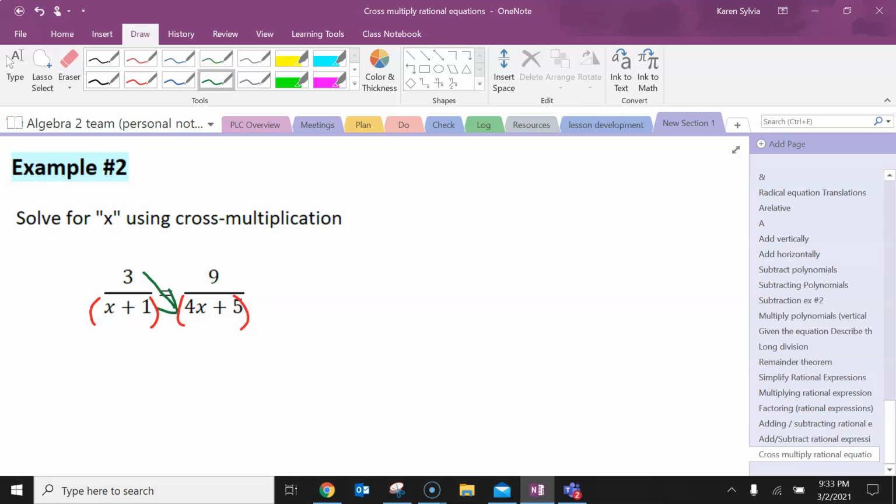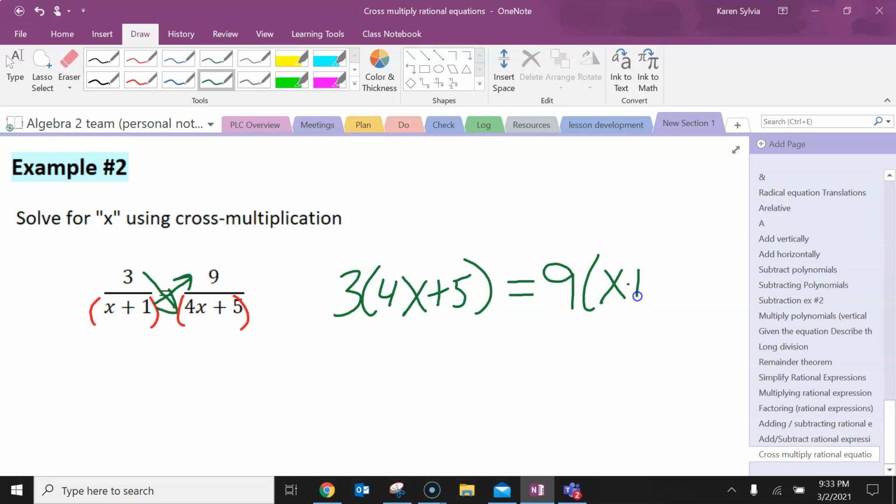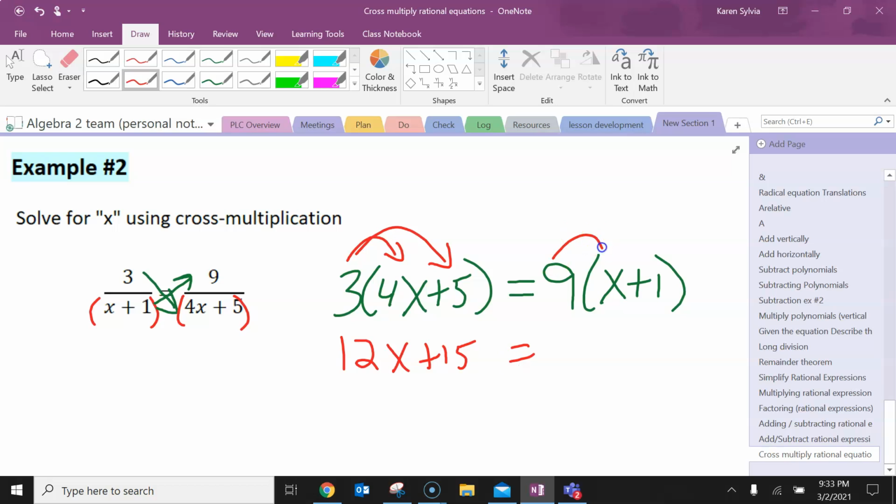So crisscrossing, 3 times (4x plus 5) is equal to 9 times (x plus 1). I'm now going to distribute, which gives me 12x plus 15 on the left and 9x plus 9 on the right.